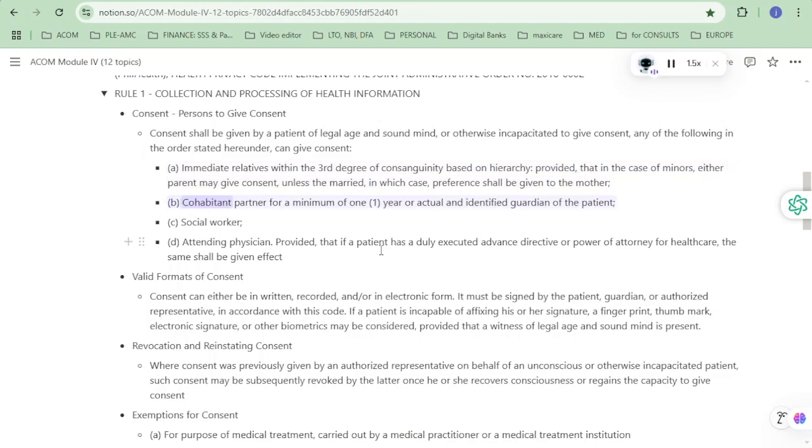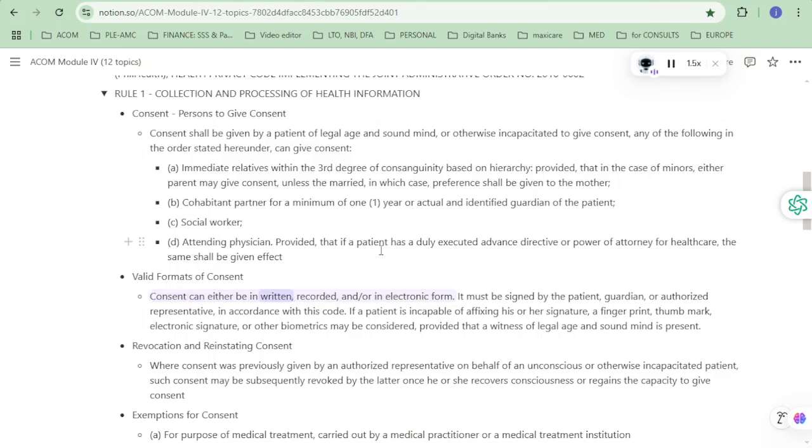B. Cohabitant partner for a minimum of 1 year or actual and identified guardian of the patient. C. Social worker. D. Attending physician. Provided that if a patient has a duly executed advance directive or power of attorney for health care, the same shall be given effect. Valid formats of consent.